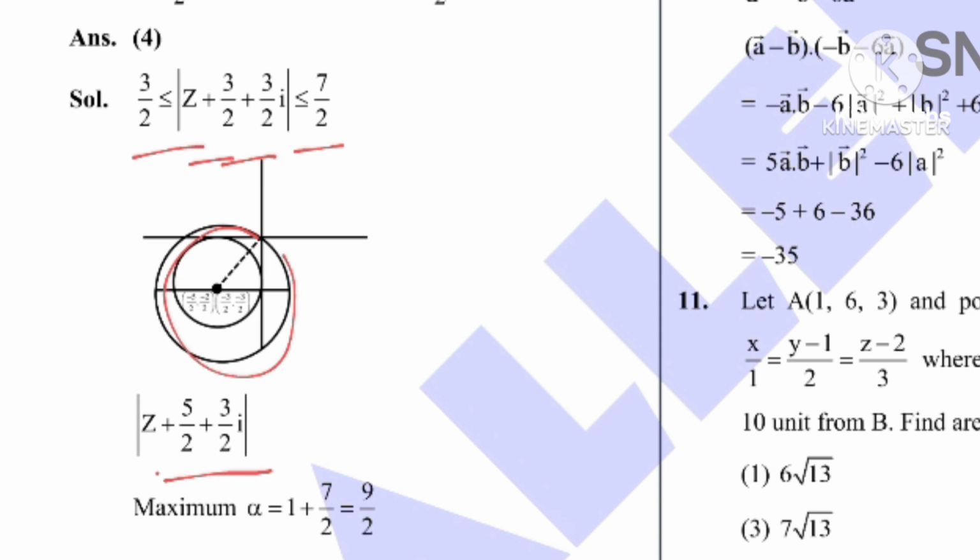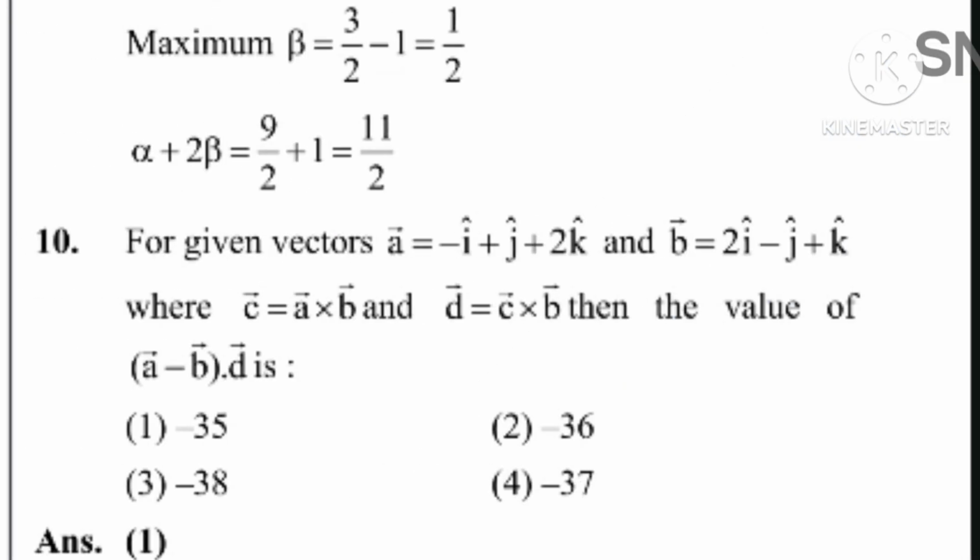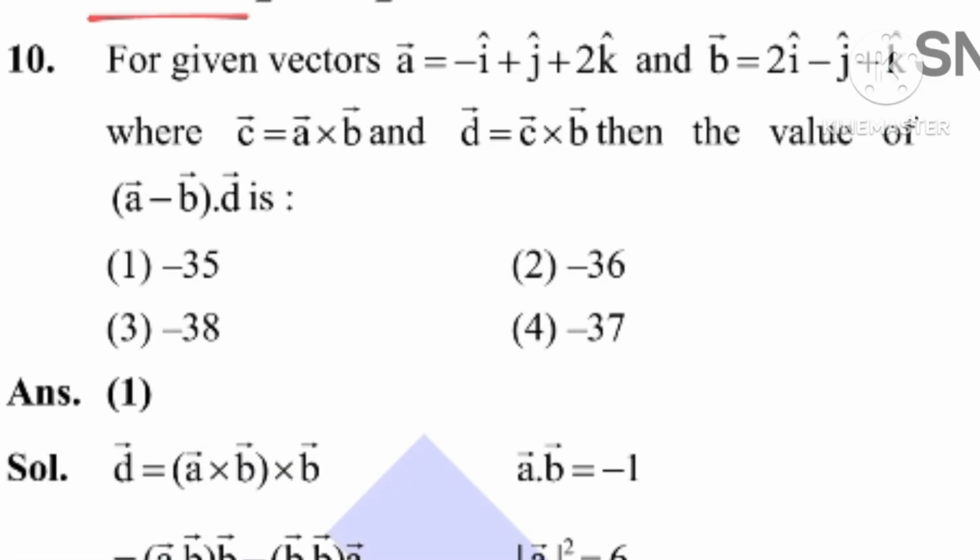This is the maximum; the minimum value is 1 plus 7 by 2, that is 9 by 2, the maximum value. So the minimum value beta is equal to 3 by 2 minus 1, which is equal to 1 by 2. Now alpha plus 2 beta is equal to 9 by 2 plus 1, that is 11 by 2, is the answer.